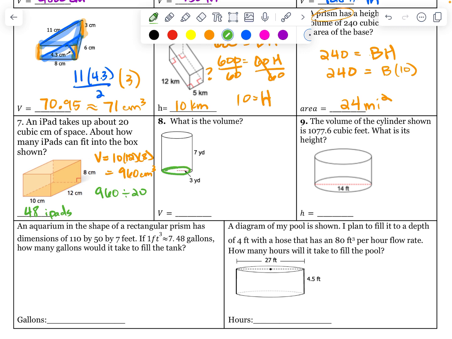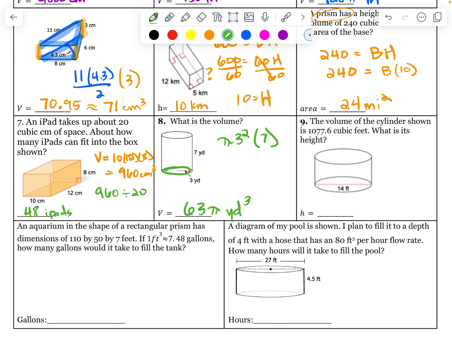All right, volume of a cylinder. We got pi r squared times the height. 9 times 7 is 63 pi yards cubed. The volume of the cylinder shown is that mess.